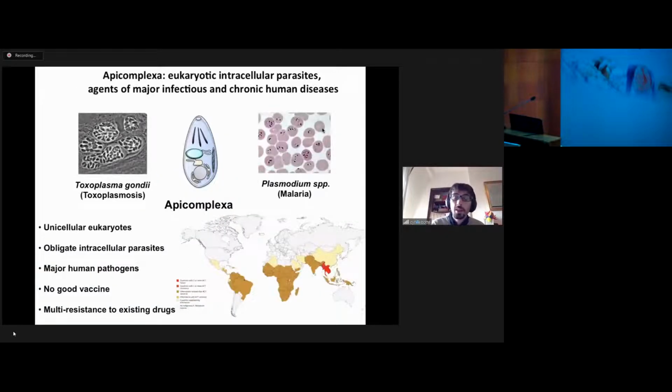Okay, so I'll quickly jump to the introduction. We all have heard about apicomplexan parasites, the unicellular eukaryotes responsible for major human disease. You've heard a lot about malaria. You may have heard a little less about toxo, although Pushkar has been talking about it. So we know that there is no fully efficient vaccine, although there's been the authorization of the RTS,S by the WHO. And also there's the problem of multi-resistance to existing drugs, especially for Plasmodium.